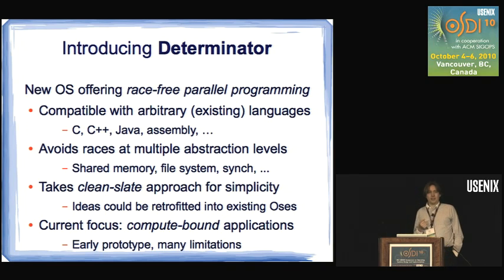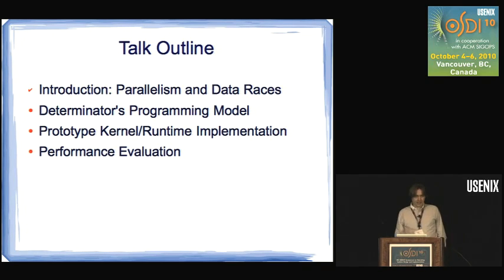I also want to emphasize that, although we'd like to generalize it in the future, the current prototype is basically focusing on compute-bound applications. And it's an early prototype with many limitations. You'll see some of them here, and more of them are listed in the paper. But I hope it'll be illustrative of an interesting idea. So I've talked about the motivation. Next, I'm going to talk about the programming model that Determinator tries to create. Then I'll talk about its implementation and briefly about its evaluation.